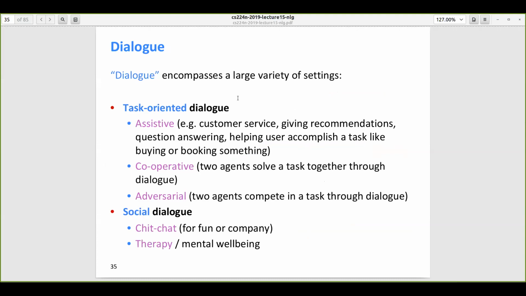When it comes to dialogue systems, these are nothing but the virtual assistants that we have, the chatbots that we have, they're all dialogue systems. They could be task-oriented, something like assistive, very specific, let's say customer service.